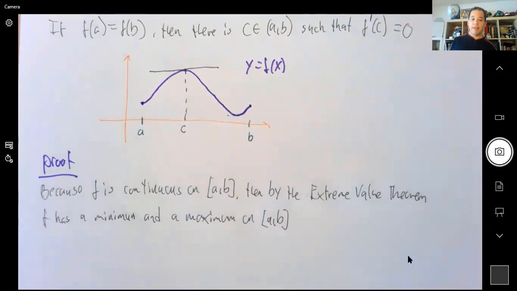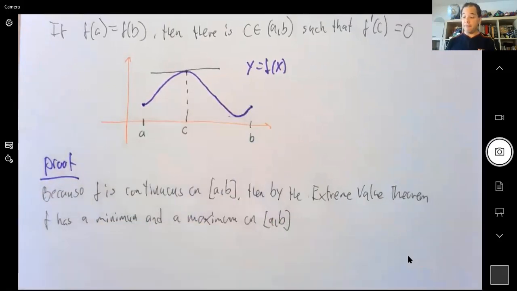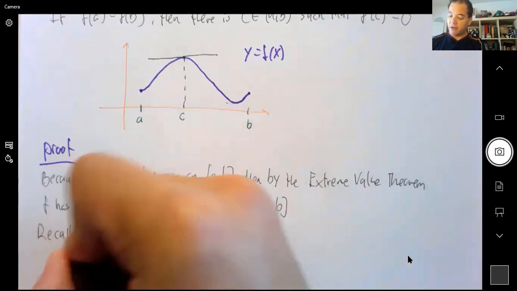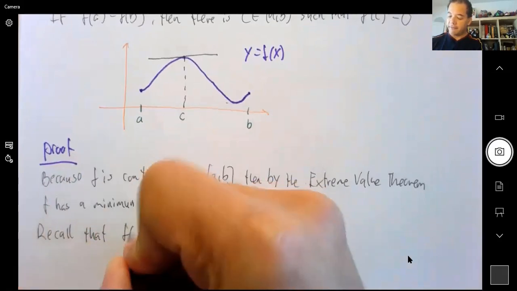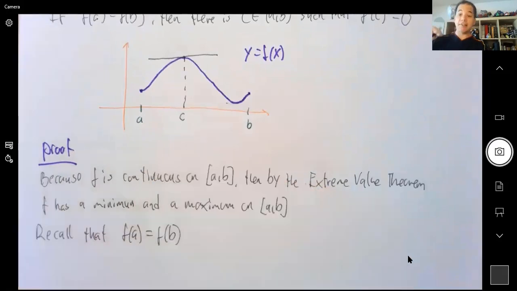So now where can this minimum and or maximum happen? Well, if either of these two happen at the endpoints, remember that f of A equals f of B. So let me write it here. Recall that f of A equals f of B. So the endpoints have the same height. Both endpoints have the same height.